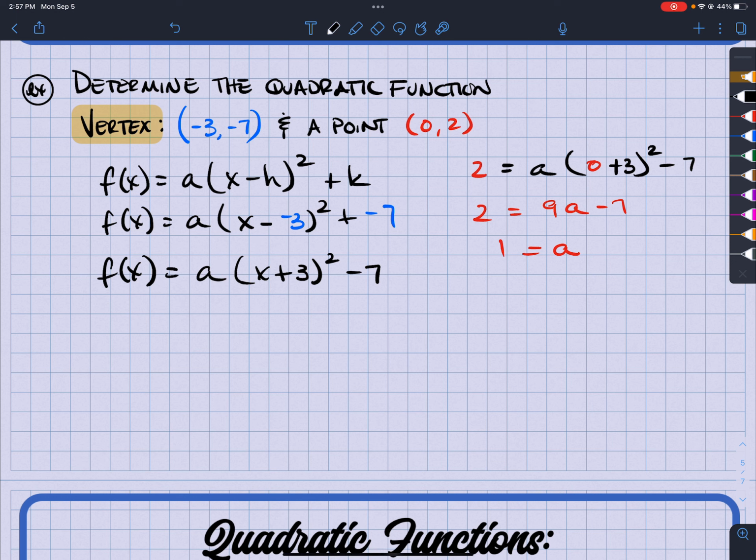So that means I have f of x is equal to 1 times x plus 3 squared minus 7. Now, is this 1 really necessary? No, it's not. It's not necessary whatsoever, right? So, therefore, this is my actual equation right here.